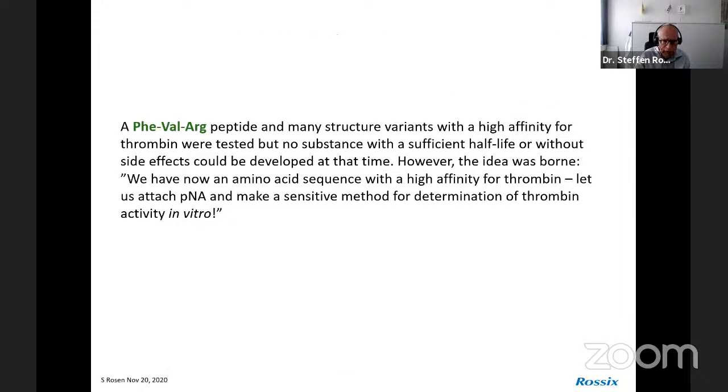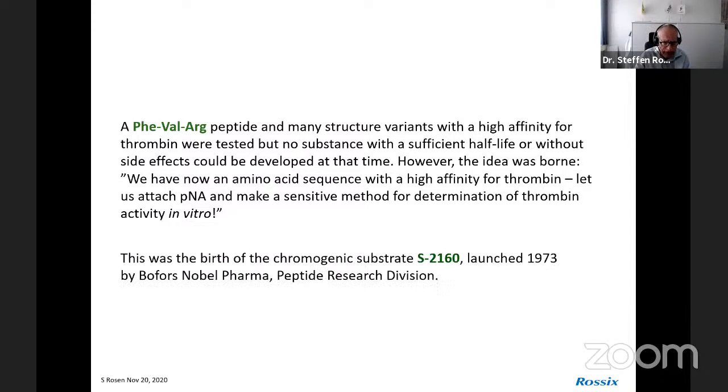So this peptide and many structure variants with a high affinity for thrombin were tested, but no substance with a sufficient half-life or without side effects could be developed at that time. However, the idea was born. We now have an amino acid sequence with a high affinity for thrombin. Let us attach paranitroaniline and make a sensitive method for determination of thrombin activity in vitro.